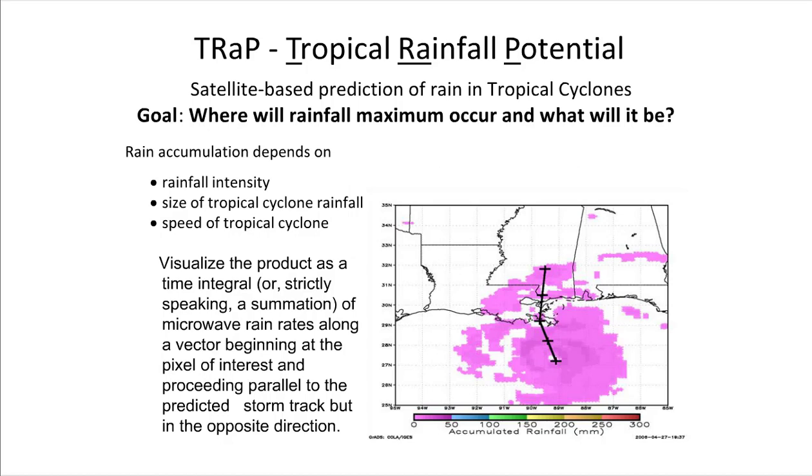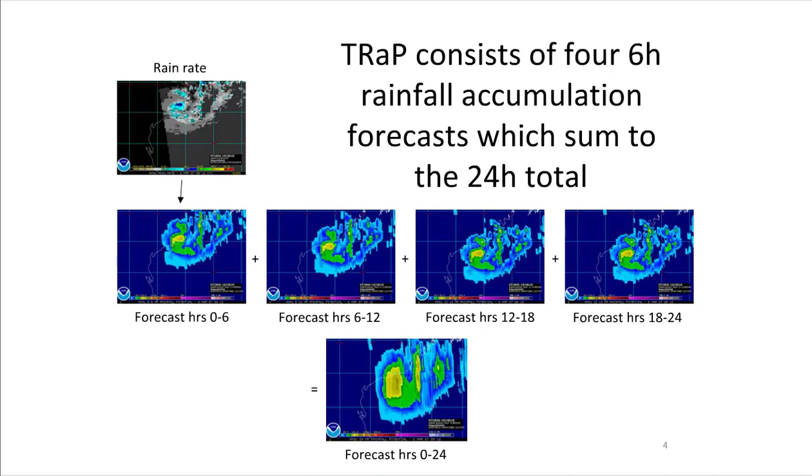as the storm passes over. A TRAP is generated by computing the areal or spatially distributed rain rates from satellite-based passive microwave sensors. Then, using an operational forecast tropical cyclone track, expect the rainfall for 24 hours. The TRAP consists of four 6-hour rainfall accumulation forecasts, which sum to the 24-hour total.